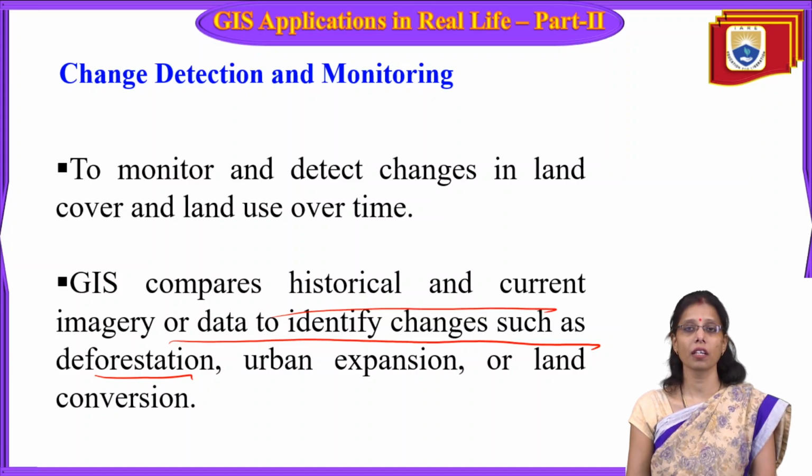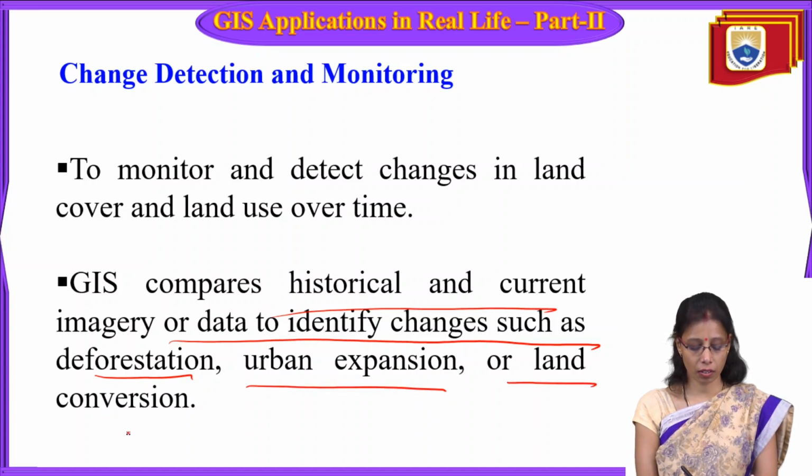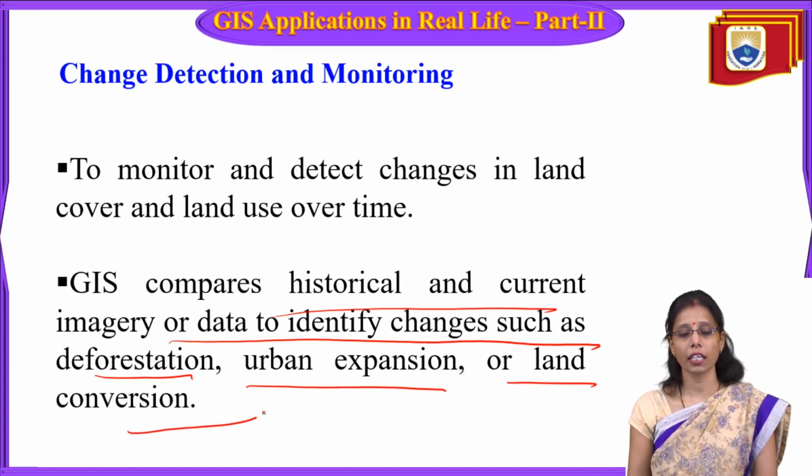So GIS can help you to compare the areas, like before, or 1 year before, how was the condition. Most of the areas will be covered with forest. After 1 year, what is the condition of such an area? Those changes can be monitored with the help of this GIS process. So change detection and monitoring can be done with the help of the GIS process. So urban expansion and land conversions also will be taking place. All that information can be obtained with the help of the GIS process.